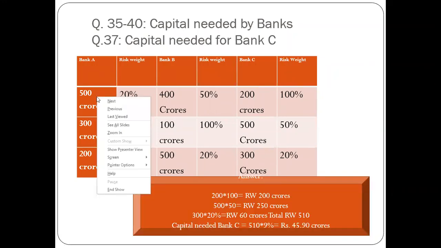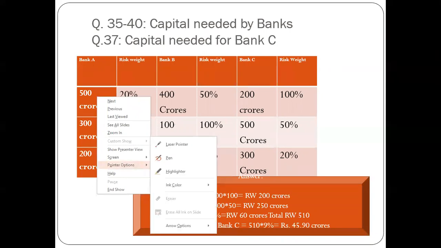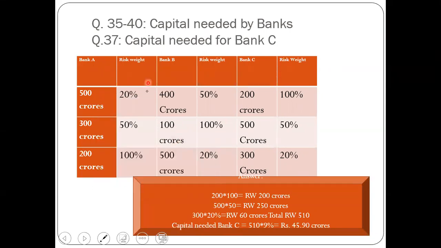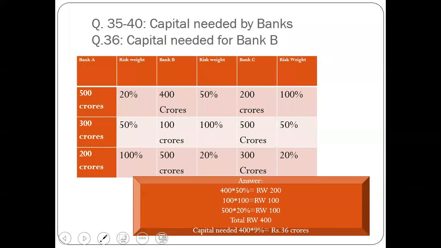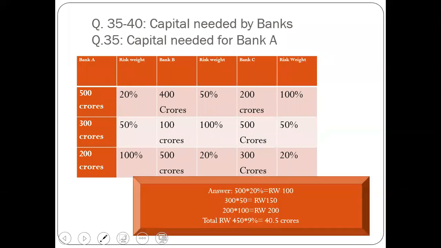The bullet point, correct, now it is coming. Okay, right. Now 500 crore, 20%. So 500 into 20, 100. I think this is needed for which bank? Okay, the earlier one. Bank A, 500 into 20, 100.